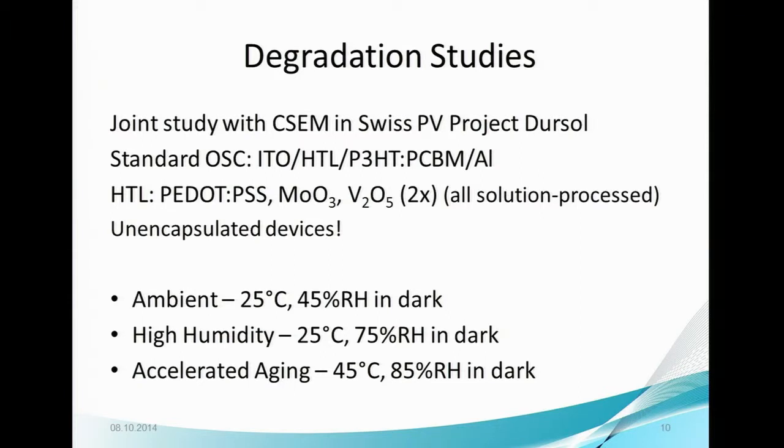And all the devices we investigate are unencapsulated. So you will see it's quite quickly degrading. And we have three different aging conditions. The first one is just in air, at 25 degrees and 45% humidity. The second one is at enhanced humidity of 75%, and the third one was done in a climate chamber for an accelerated aging study where we have 45 degrees Celsius and 85% relative humidity.